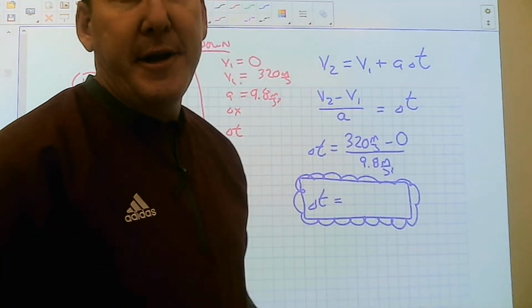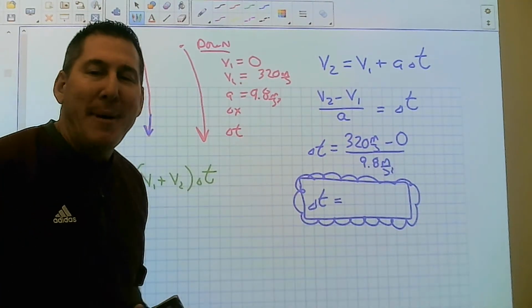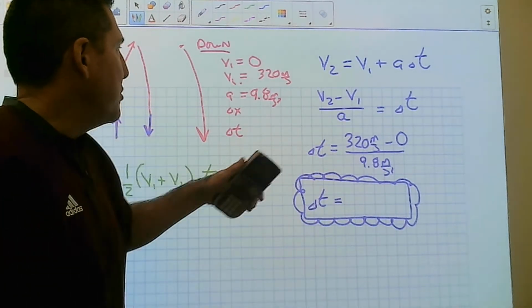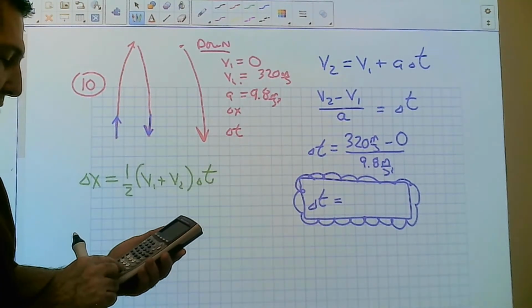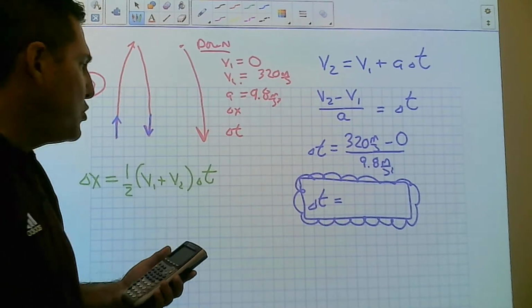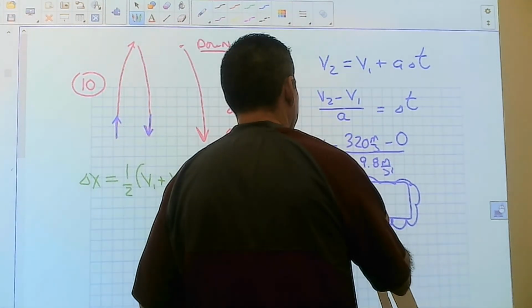Let's see how you did. Notice I changed my box to a cloud. So I use equation 1, solve for time, so I simply have 320 divided by 9.8, and I get 32.65.